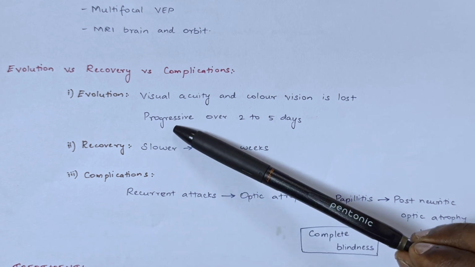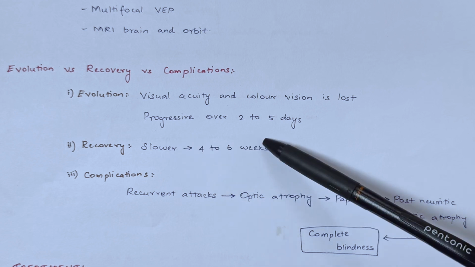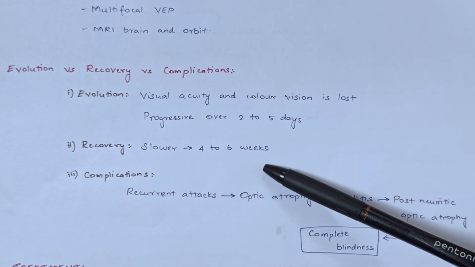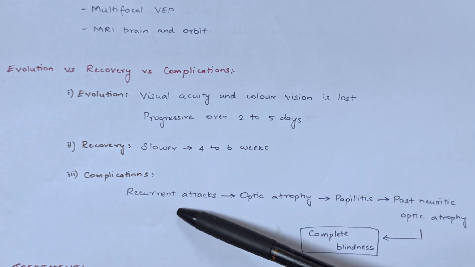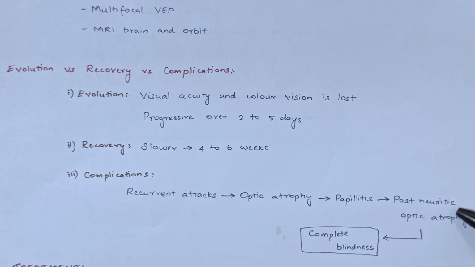Recovery and complications: the evolution of symptoms is visual acuity and color vision is lost eventually and it is progressive over 2 to 5 days. Recovery is slower, which takes 4 to 6 weeks. Complications are due to recurrent attacks, which leads to optic atrophy, papillitis, post-neuritic optic atrophy, and complete blindness.